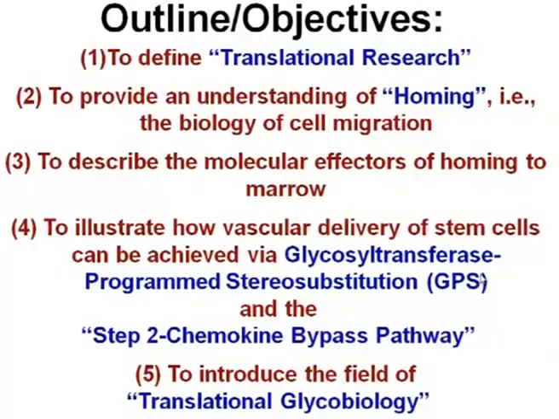Now we've completed the second section of this lecture. We're going to go to the third section. We have at this time defined translational research. We've provided a functional understanding of the homing process. We've described the molecular effectors of homing to the marrow. And now we're going to focus on how we could achieve vascular delivery of stem cells by glycosyltransferase program stereosubstitution. The abbreviation for that is GPS, appropriately, and utilization of a chemokine bypass pathway that we've discovered in our laboratory.